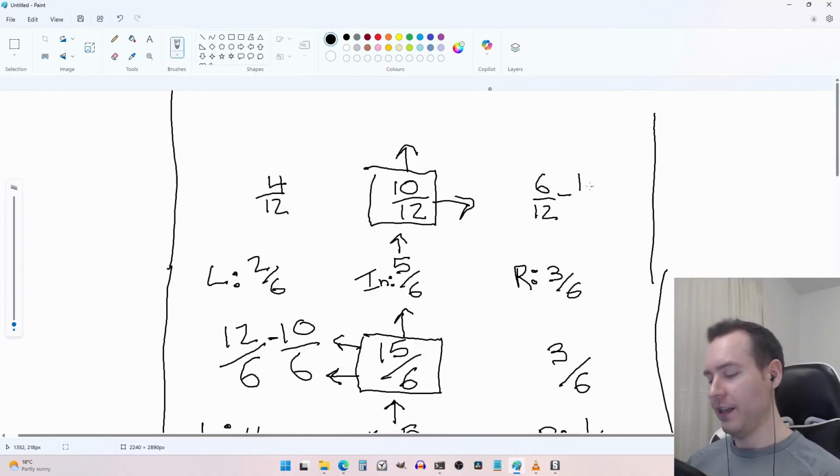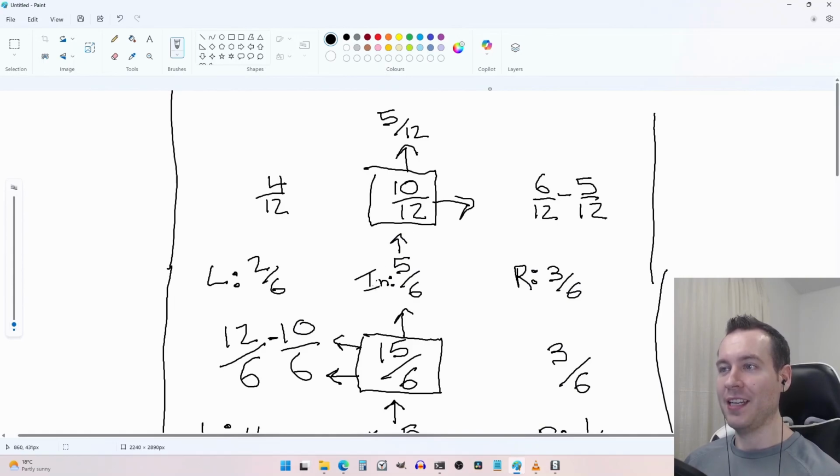Mine is 5 over 12. I almost thought it was 10 over 12. It's actually 5 over 12. So half of 10 over 12 is 5 over 12. We're reducing 6 over 12 by 5 over 12. So this splitter split 10 over 12 to 5 over 12 and 5 over 12 here. 10 over 12 is the same value as 5 over 6. So the new input for the next layer will be 5 over 12.